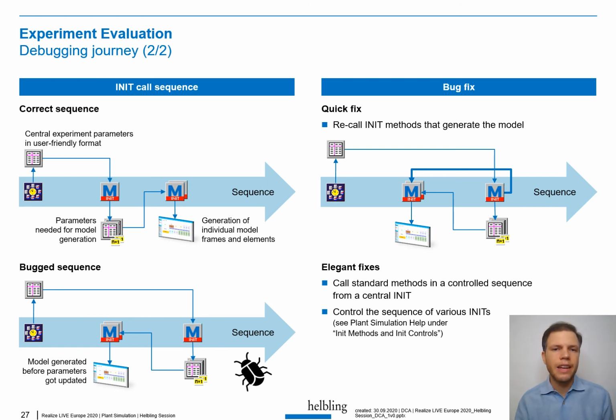But 2 more elegant ways to fix it, or better say to avoid it, would be to either use standard methods and call them in a controlled sequence from a central init, or to control the sequence of various inits. And for that, please check out the Plant Simulation help under init methods and init controls to see how it can be done.